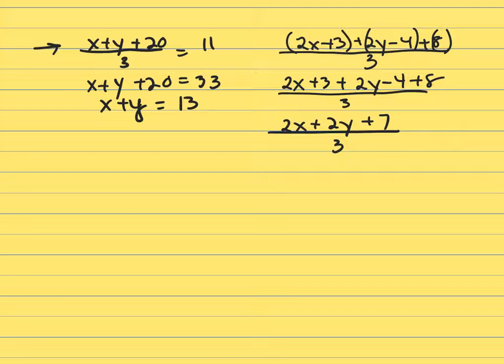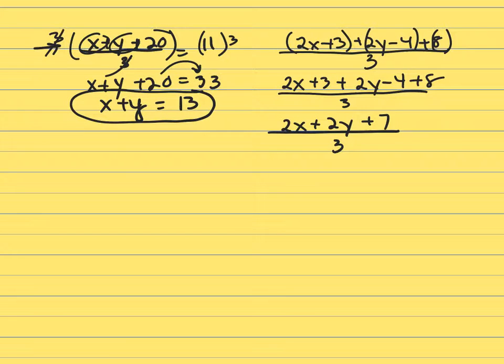Go back here. It tells me that the mean of x and y and 20 is 11. So x, y, and 20 divided by 3 gave me 11. So what I did was I cleared my fractions by multiplying both sides by 3. And those canceled, so I'm left with x plus y plus 20 equals 33. And then I moved the 20 to the other side. So we know that x plus y is 13.